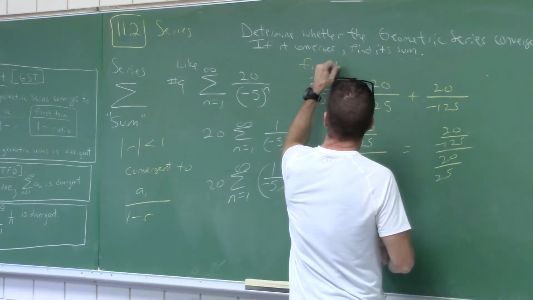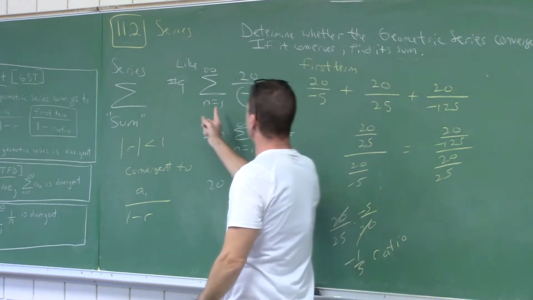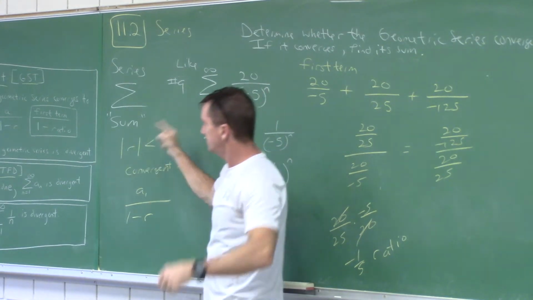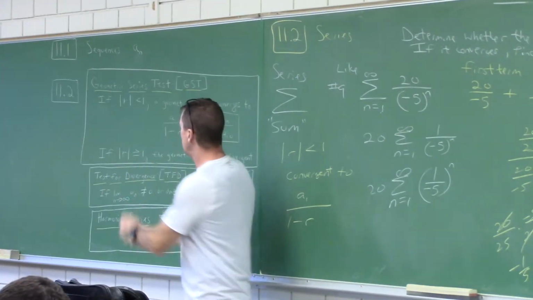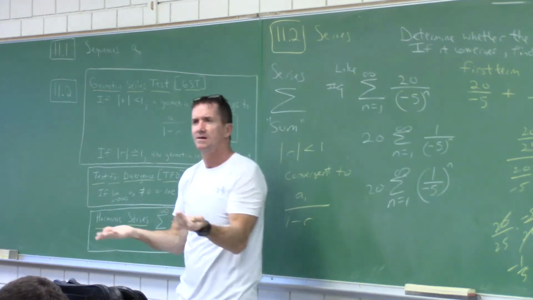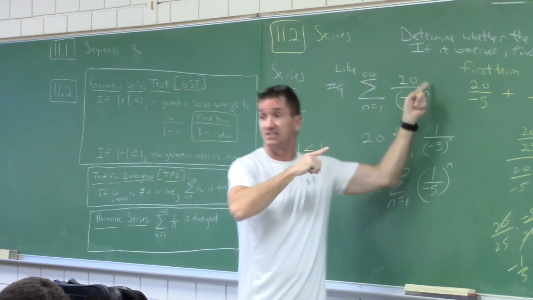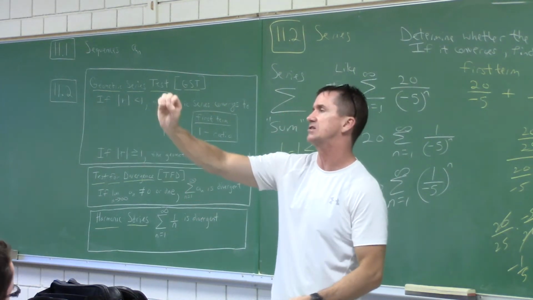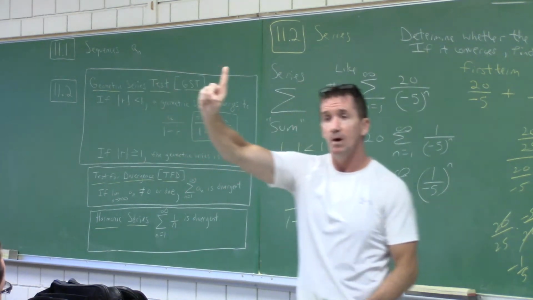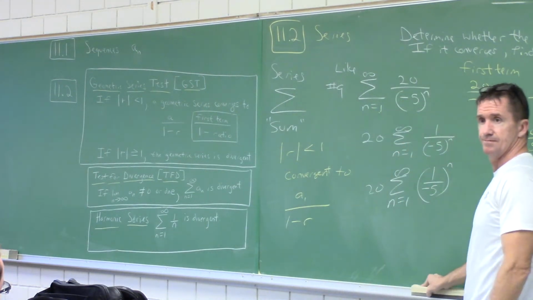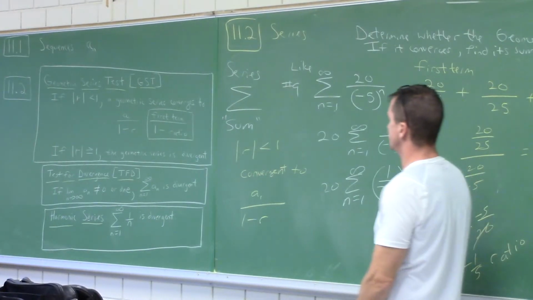Oh, and be careful. Some series start with n equals 0, so the first term would be a sub 0. So maybe I shouldn't even have that 1 there, because if the thing started with a 0, the first term is plugging in the 0 for n. What's anything to the 0 power? 1. So sometimes these series can start with n equals 0.